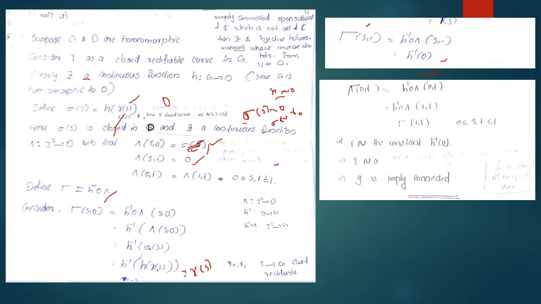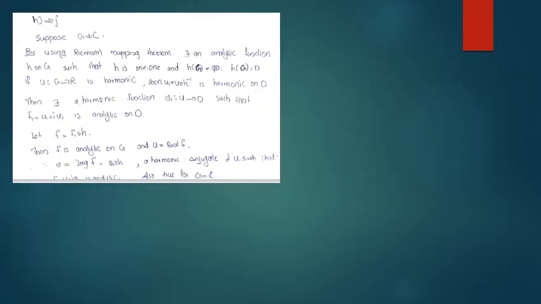That means, what is it homotopic to? The first curve, gamma of S, is homotopic to H inverse of 0, where H inverse of 0 is a constant curve. So we can say that gamma is homotopic to 0. Since gamma is homotopic to 0, G is simply connected.